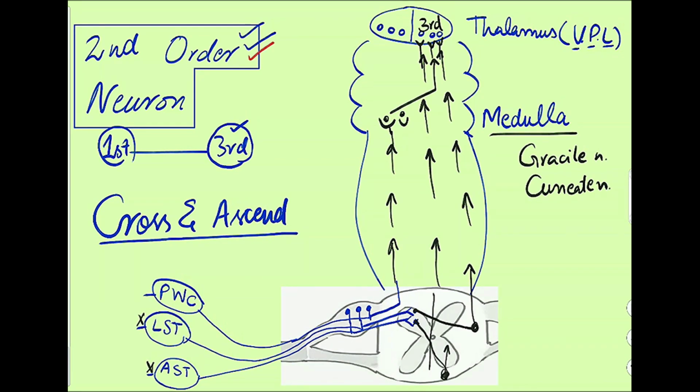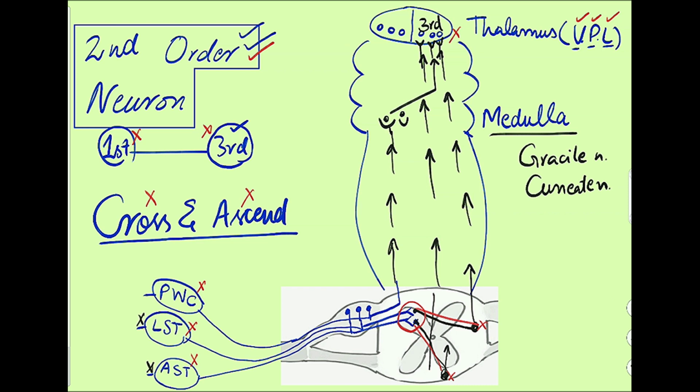So I will repeat: the second order neuron connects the first order neuron with the third order neuron, and the rule is that it will cross and ascend. The cell body of the lateral and the anterior spinothalamic tract is present in the dorsal horn of the gray matter. From here the second order neuron will cross and reach the front and the lateral aspect of the spinal cord. From here, it will ascend and reach the thalamus, where it will synapse with the third order neuron, known as the ventroposterolateral nucleus.